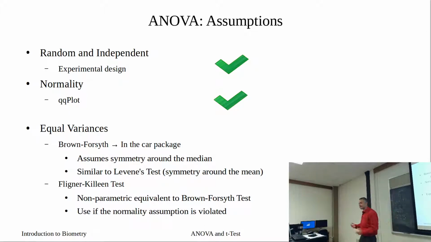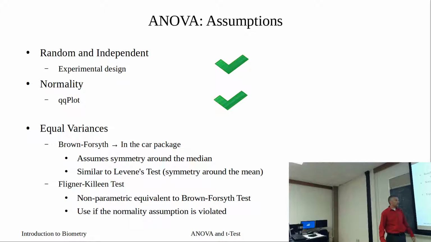And you'll see the code that produces it. All right? Brown-Forsythe is definitely preferred over Levene's test, and that's why we're going to introduce it. The Fligner-Killeen test doesn't make that assumption of symmetry. It's functionally equivalent to the Brown-Forsythe test.